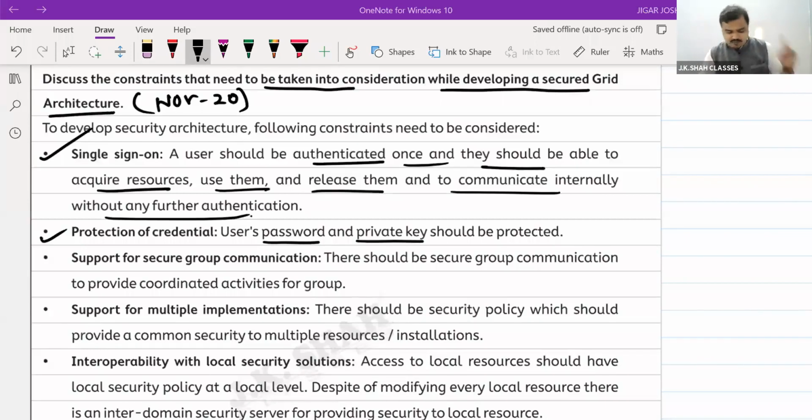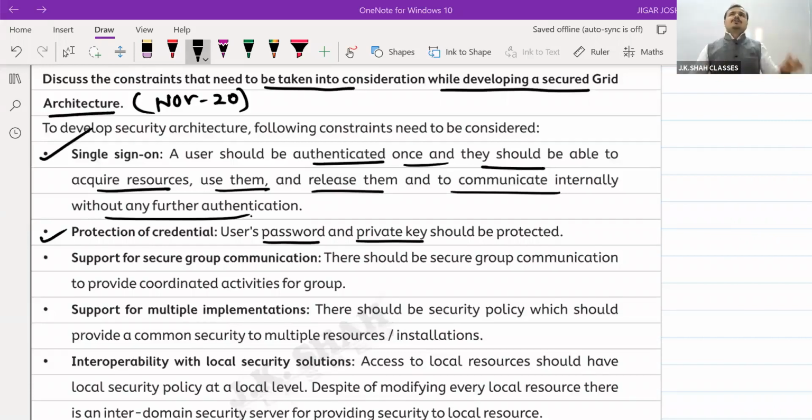Okay, sir. So first one we understood, there should be single sign-on. One-time verification will be done, and that's set. Number two, sir, protection of credentials. Other person's privacy should be protected, and we will not change their password. We will not touch any of their private keys.